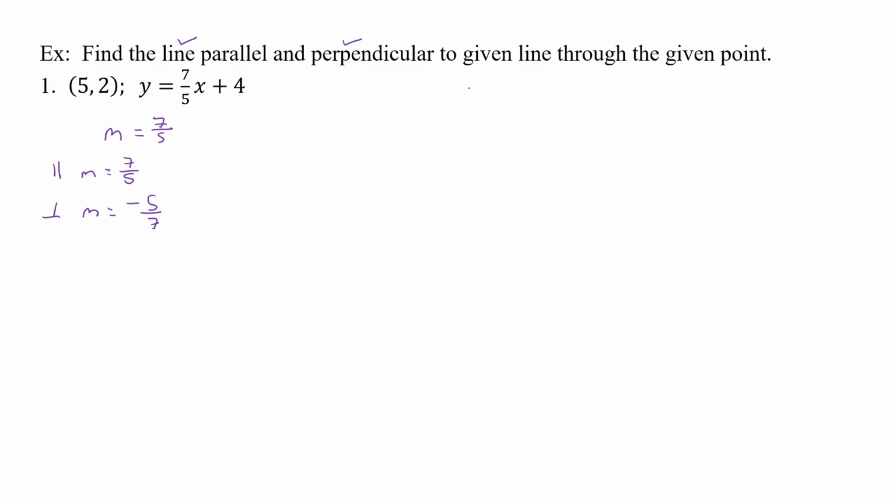Now what we need to do is use our point slope formula. And so we're going to use y minus y1 equals m times x minus x1. And then we can plug in our point and we can plug in one of our slopes for each of the times. So first time, y minus y1, well, y1 is 2 equals our slope, and let's do the parallel first. That's going to be 7/5 times x minus, and we have a 5.